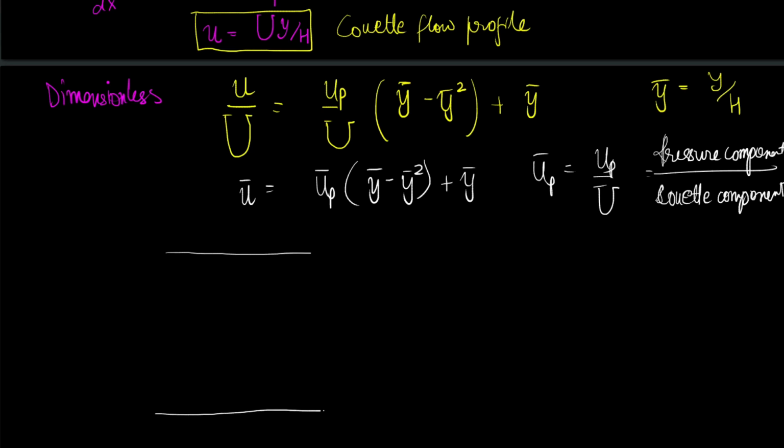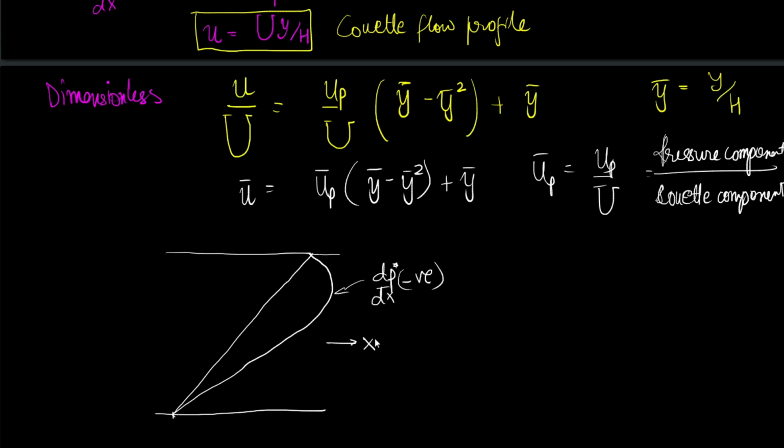I'll just draw some profiles. Obviously these are not computer generated. So in the absence of any pressure driven flow, this will be the profile. These are just schematics. But if there is a pressure driven flow, then on top of this there could be a flow like this. So this is for dp dx negative, that is, it is driving the flow in the positive x direction. If dp dx is positive, then you will obtain something like this. This is dp dx positive.